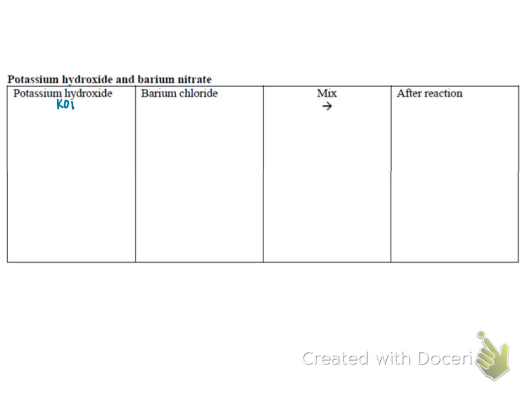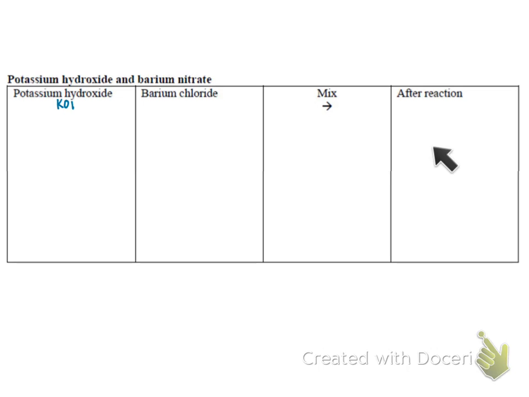So on this next box, again, the formulas are correct, the ones in the box. So it's potassium hydroxide plus barium chloride. This should say barium chloride up here, not barium nitrate. Write the pictures in the box for the aqueous solutions. Show what it looks like when you mix them together.